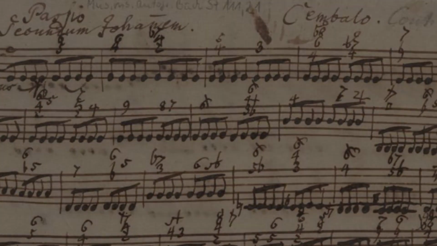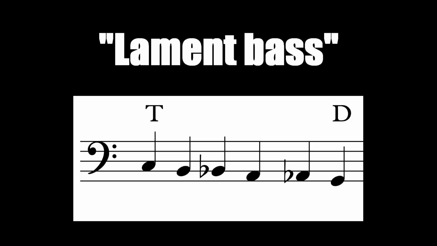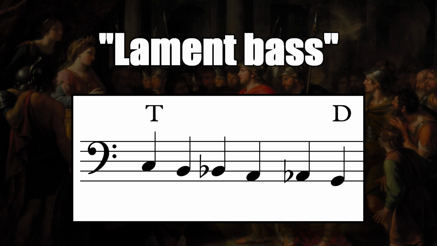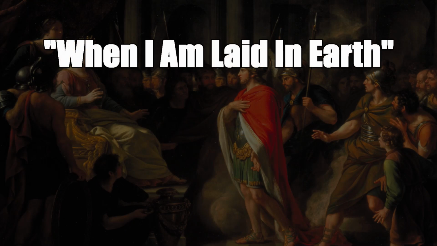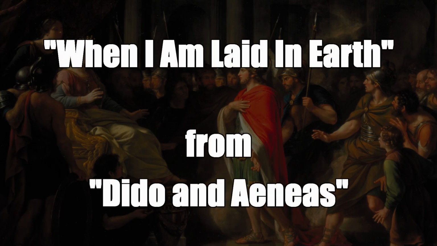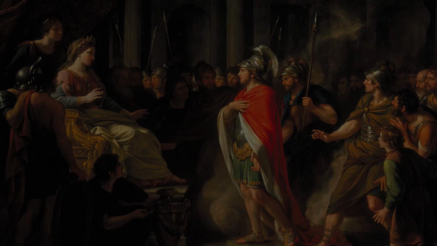The most famous example is probably the lament bass, which was essentially a chromatic descent from the tonic note to the dominant note. The aria When I Am Laid in Earth from Henry Purcell's opera Dido and Aeneas used this type of bass line to great effect.